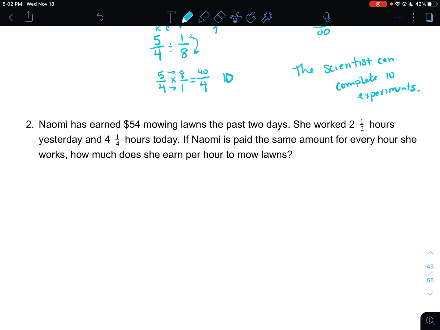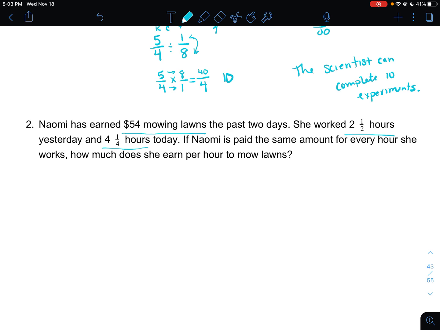Okay, so example number 2. Naomi has earned $54 mowing lawns in the past 2 days. She worked 2.5 hours yesterday and 4 1/4 hours today. If Naomi is paid the same amount for every hour she works, how much does she earn per hour to mow lawns?